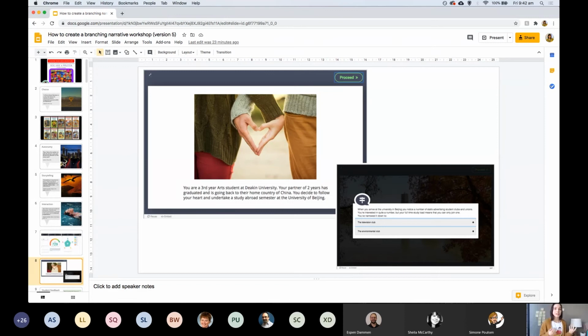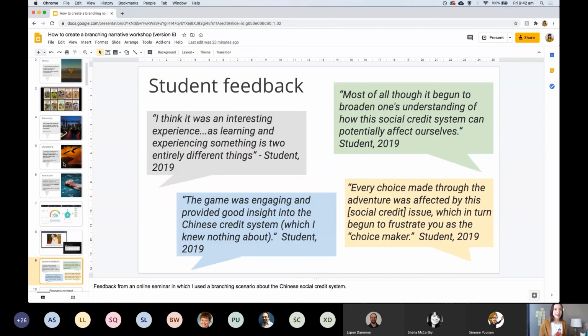But we had some really great feedback from the students, which I'm going to let you read for a moment now. It let them step into the shoes of the character, which was pretty amazing and pretty powerful.